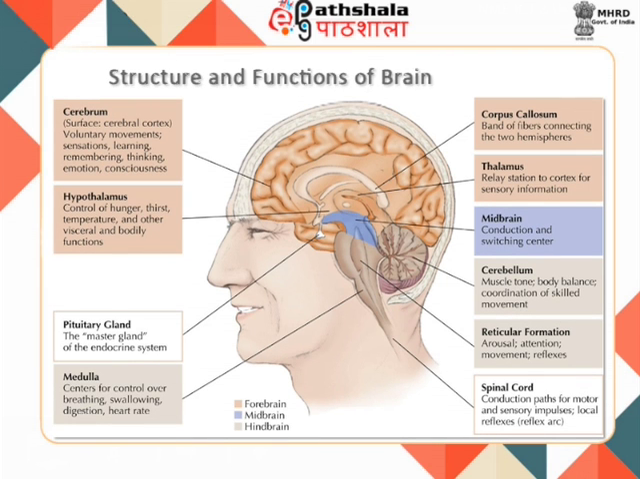Let us now understand the structure and functions of the brain by looking at the slide. The brain has traditionally been viewed as having three major subdivisions: the hindbrain, midbrain, and forebrain. Detailed explanations of each part are further described in the upcoming slides.